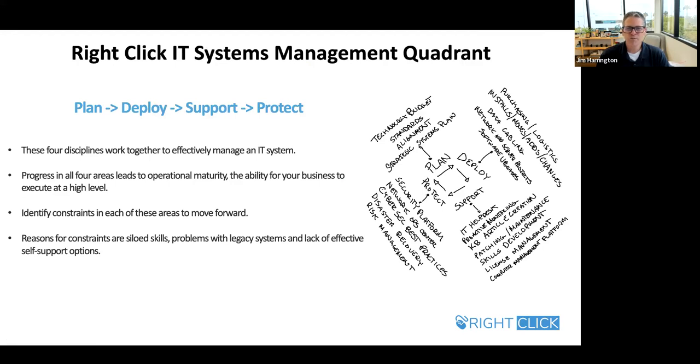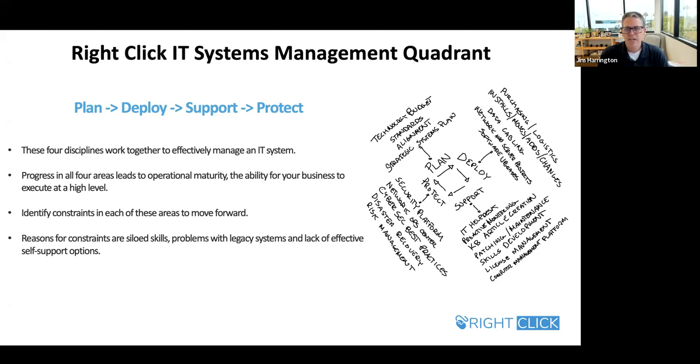Okay, we're going to look at this briefly. This is what we call our systems management quadrant, and this is to see if your IT resources are in balance. An out of balance organization when it comes to IT is typically focusing their spend and their resources in one of these areas and not enough in another area. The most common area to overfocus is in the support area.